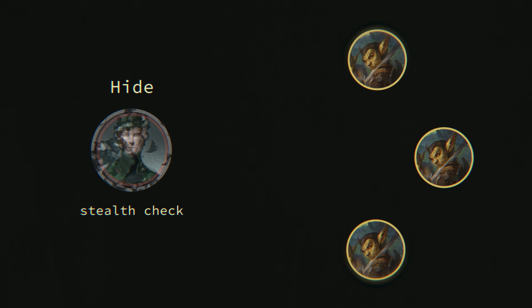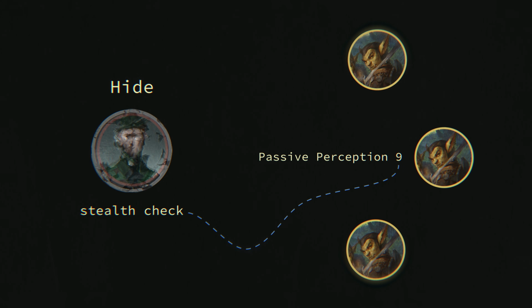If the invisible creature takes the hide action, then they roll a stealth check, and that is compared against the passive perception of the other creatures.